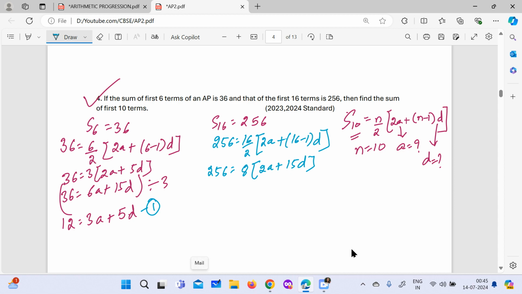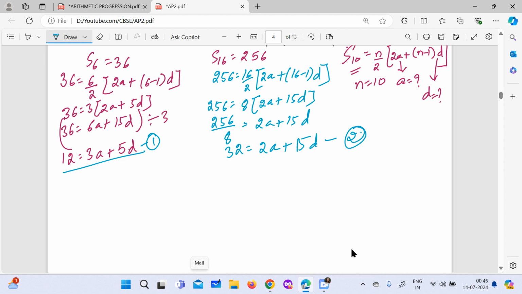And now you can write this as, we can bring this 8 this side, so you will have 256 over 8, which is equal to 2a plus 15d, and 8 3s are 24, 8 2s are 16. So you have 32 equals 2a plus 15d as the second equation. So your equation 1 is 12 equals 3a plus 5d, and the equation 2 is 32 equals 2a plus 15d. Now solving these two equations, we can find the value of a and d.